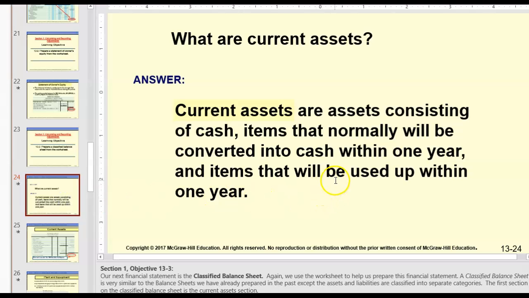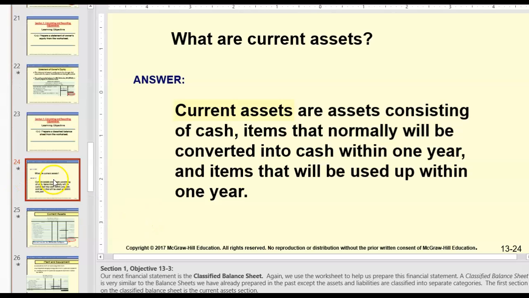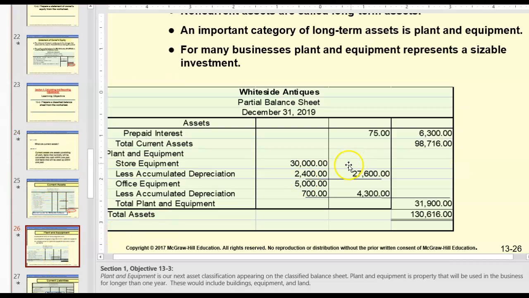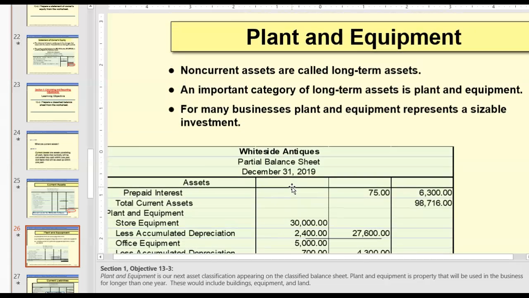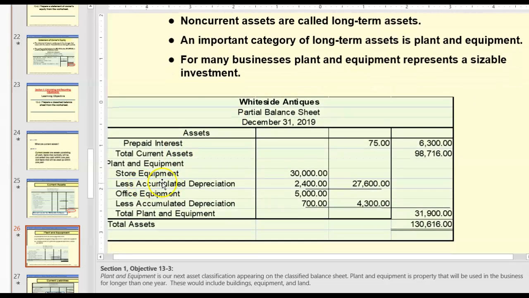What are current assets? We talked a little bit about what current assets are and long-term assets. The current assets go in the current asset section. Those are things that you can easily convert to cash within 1 year. Things that take longer or depreciate over the years, like plant and property and all that other stuff, are long-term assets. Okay, so here is plant and equipment, our long-term assets. They're usually the sizable part of the investment.